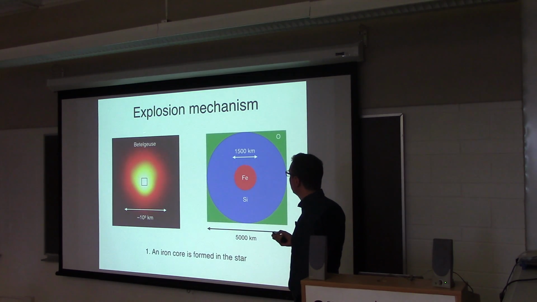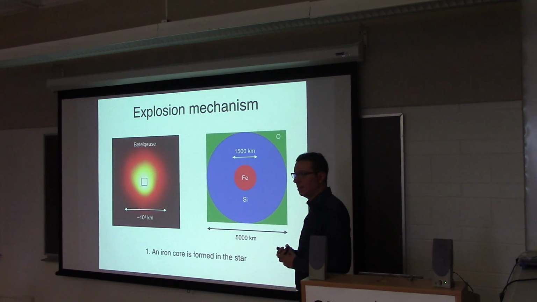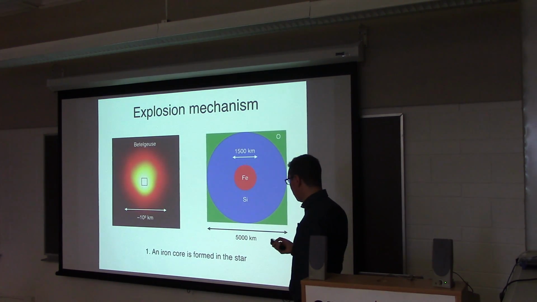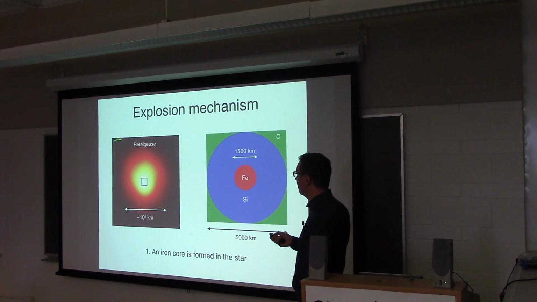So before I get into that, let me briefly remind you what the explosion mechanism of core collapse supernovae is, just to set the stage. So core collapse supernovae is the violent explosion of a star, a massive star, at the end of their life. Here is an example of a massive star nearby. And all of the action happens in the core.